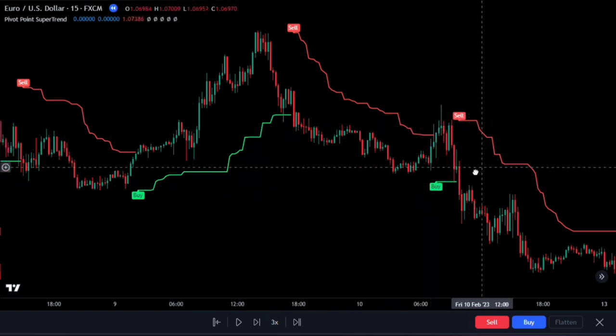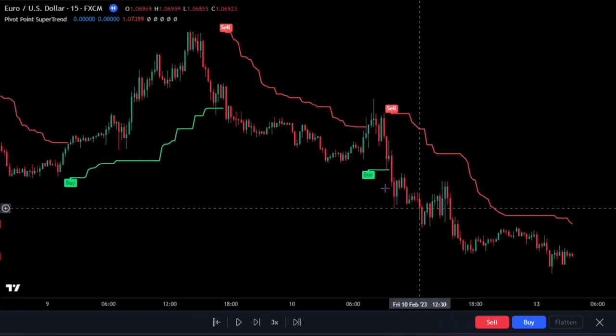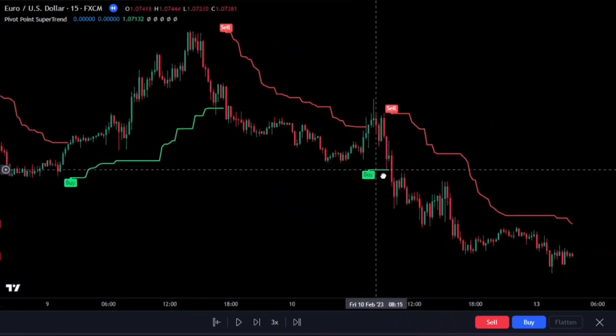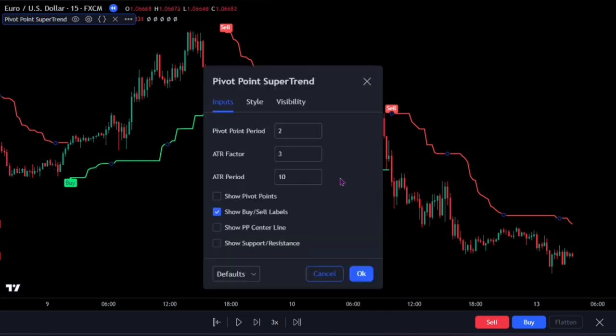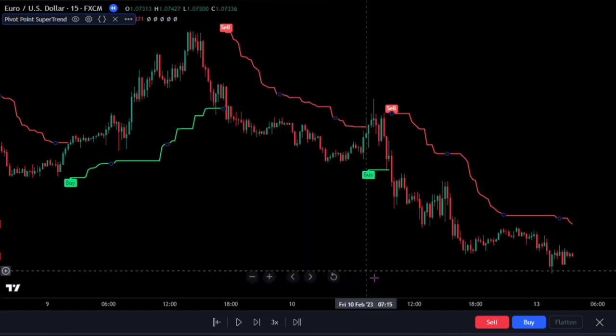This buy-sell indicator on TradingView will definitely keep you on the trend. In the settings, we could notice that you can even add more options like to show the pivot points, show PP center lines, as well as show support and resistance. But since we are focused on just buying and selling in the market for this video, let's avoid using these options. But they are pretty good as well, as we would be doing a full tutorial on how to profit from this indicator later in the future.